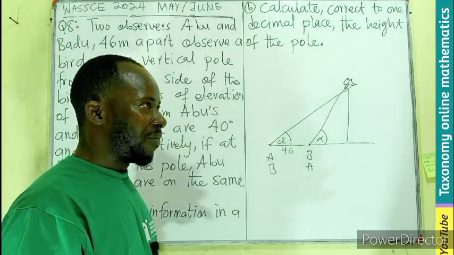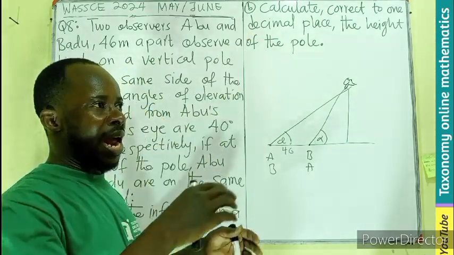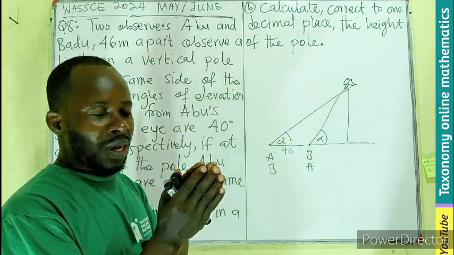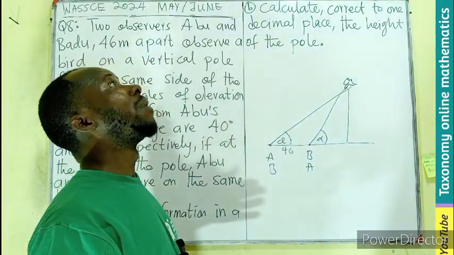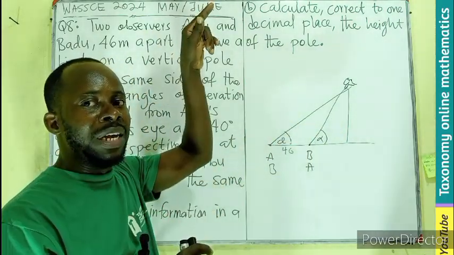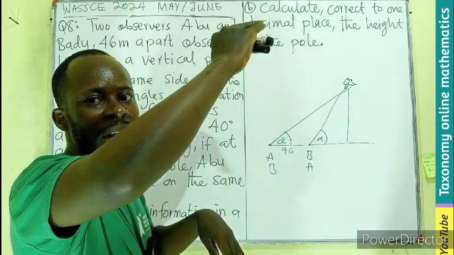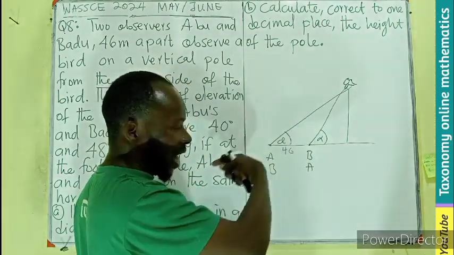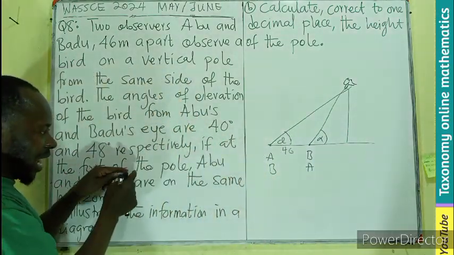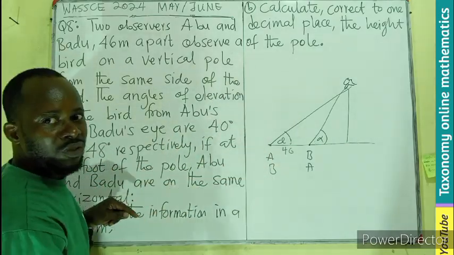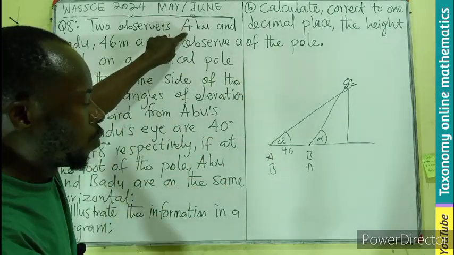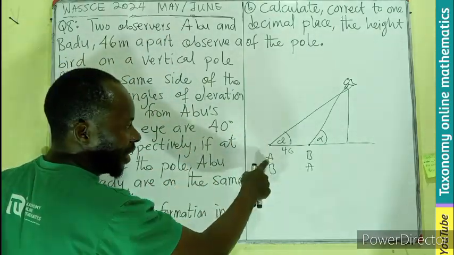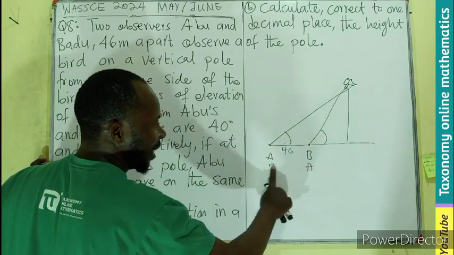If I raise my eye to watch an object, if I am far away from the object, the angle of elevation from my eye level is going to be small. If I'm closer to the object, I have to raise my eye very high in order to see the object, so the angle of elevation becomes larger. So if you are closer to the pole, you have a bigger angle of elevation. If you are far away, the angle of elevation becomes what? Smaller. So that simply means Abu, who is going to be far away, corresponds to 40. So Abu will be here, 40 will be here, 48 will be here, then Bedu.